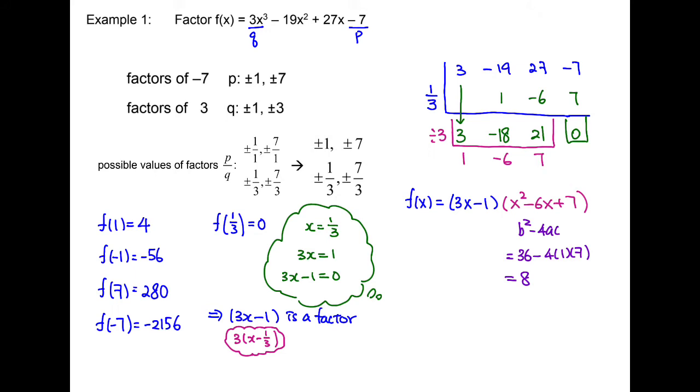As we calculated, the number is 8. 8 is not a perfect square. That means this quadratic trinomial cannot be factored down further. Therefore, the factored form for f(x) will be 3x minus 1 times x squared minus 6x plus 7.